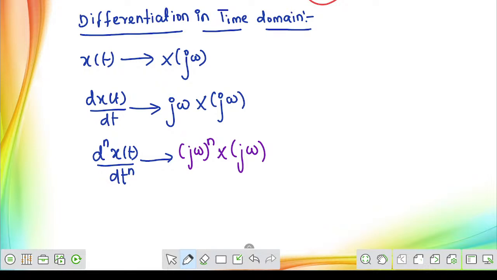In the question they will simply give x of t and its corresponding Fourier transform. Then they will ask, if we differentiate 5 times, what will be the answer? If you remember the property, you can give your answer in one step. All you have to do is remember the properties in a proper way. That is very important. Let's go.